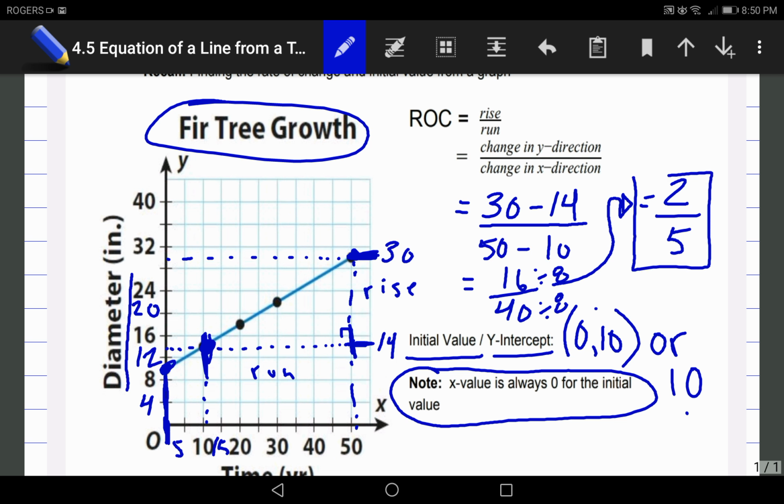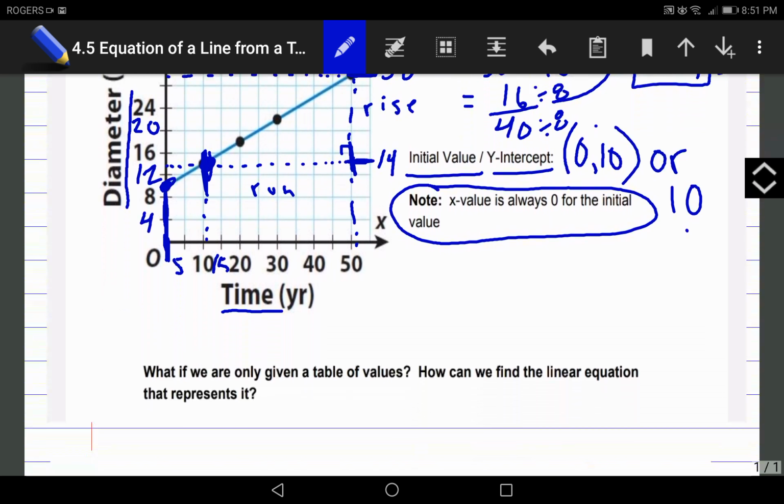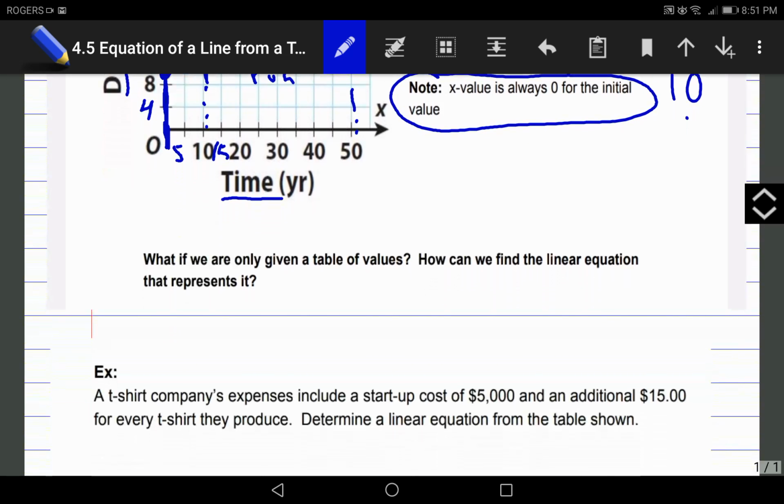So you notice you get the exact same rate of change as we got from lesson 4.4. It's 2 over 5. What that's basically saying is that it grows 2 inches, because the rise is 2 inches, for every 5 years. So 2 inches for every 5 years is what this tree is growing. So that's just a little recap. Let's move on now again to finding an equation if we're only given a table of values.